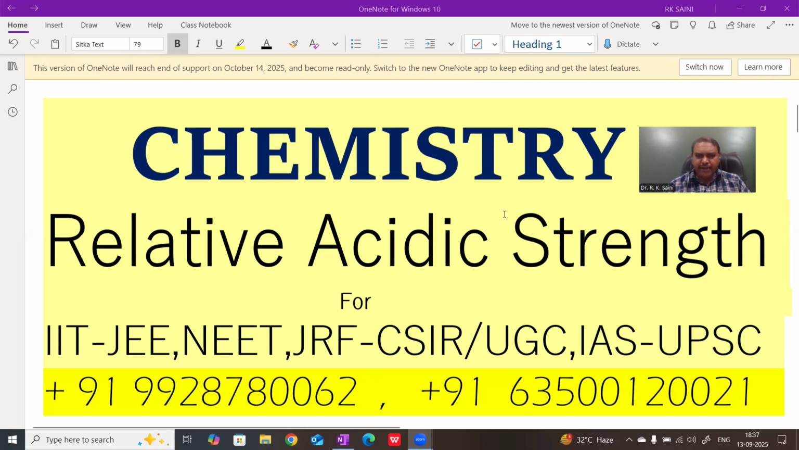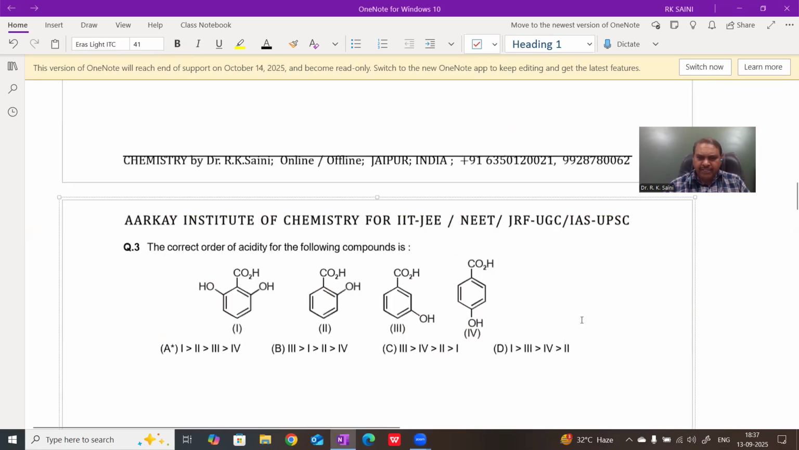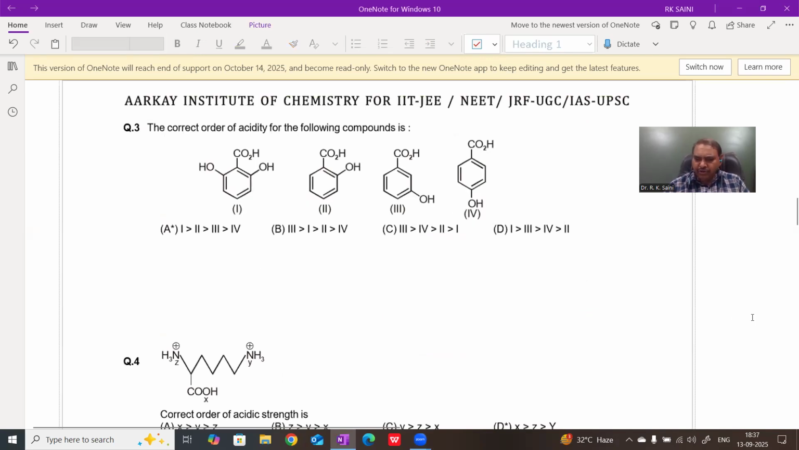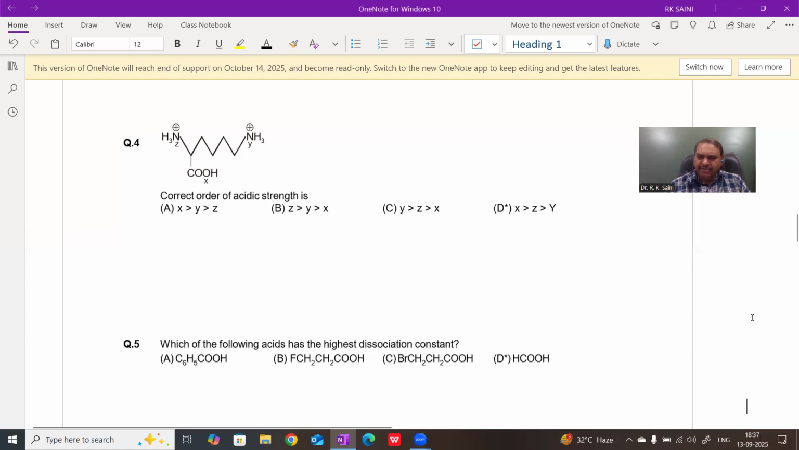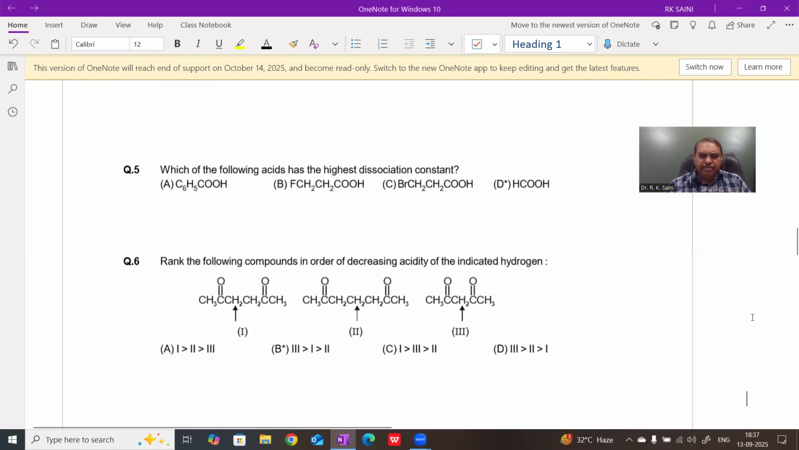I am Dr. R.K. Sani, and today I am going to discuss relative acidic strength of inorganic acid as well as organic acid. And this topic is important for JEE, NEET, CSIR, JRF, UGC, etc. First, we explain relative strength of acidic and basic in aqueous solution. First, we understand some basic concepts.